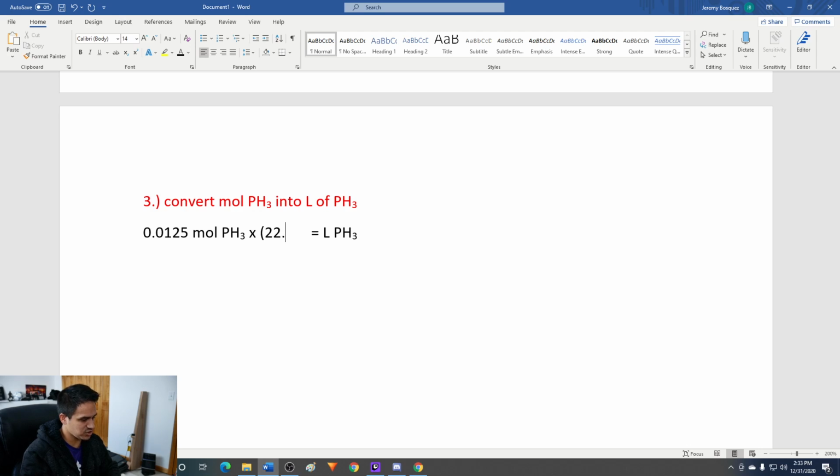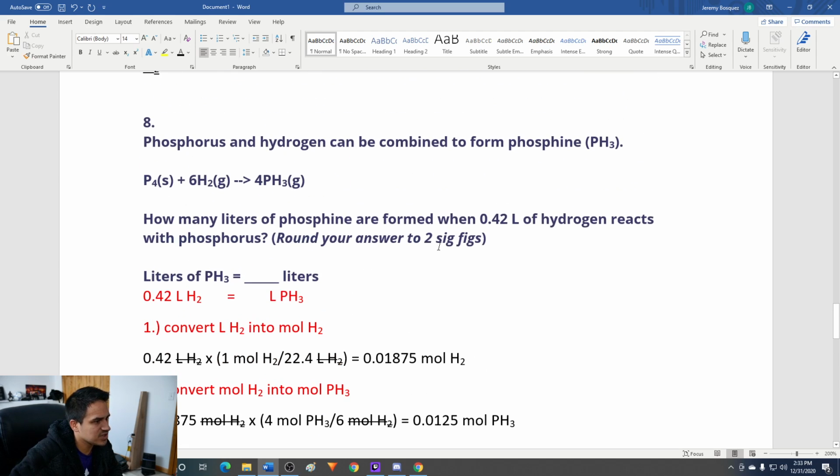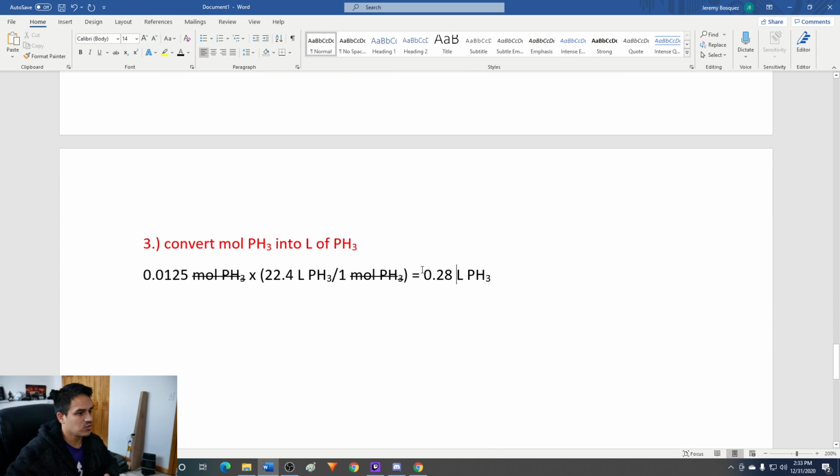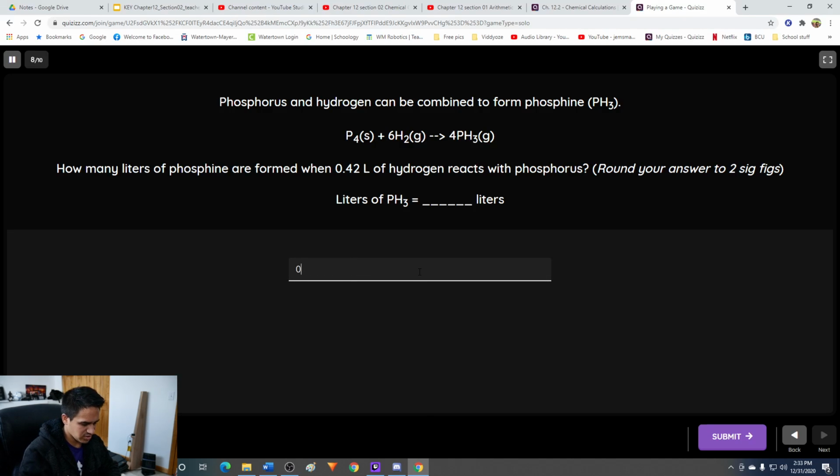So we're going to have 22.4 liters of pH3 on the top and the 1 mole of pH3 on the bottom. That way our moles of pH3 cancel out and we'll be left in liters of pH3. So take our 0.0125 and times that by 22.4, and we get 0.28 liters. And it does say round to 2 significant figures, which is what we have right there. So 0.28 should be our answer.